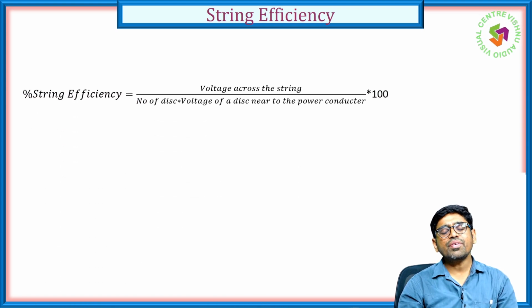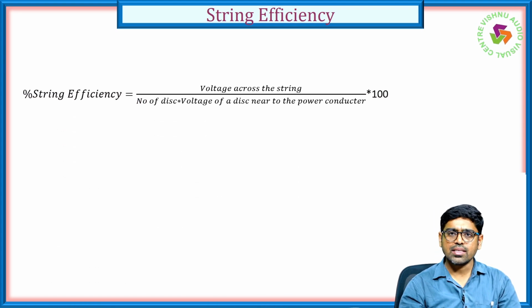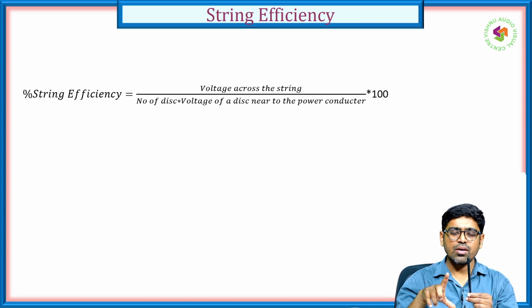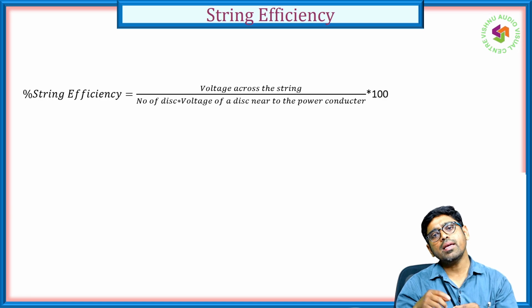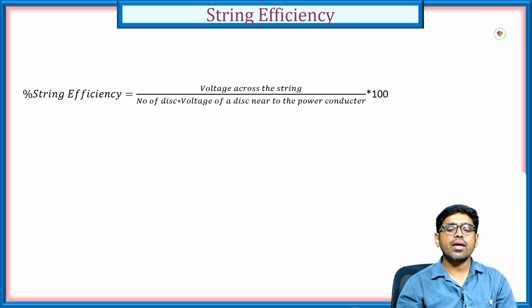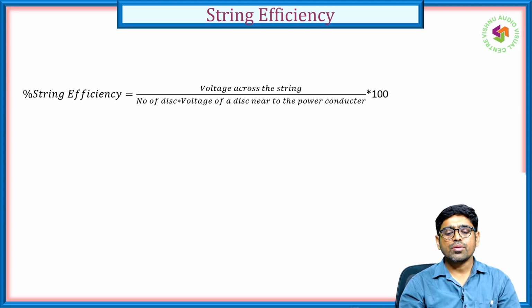String efficiency is nothing but the voltage across the whole string, divided by the number of discs times the voltage across the disc nearest to the power conductor. That is called the string efficiency.